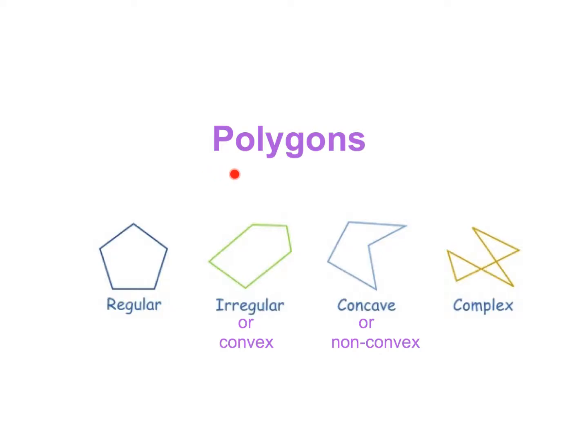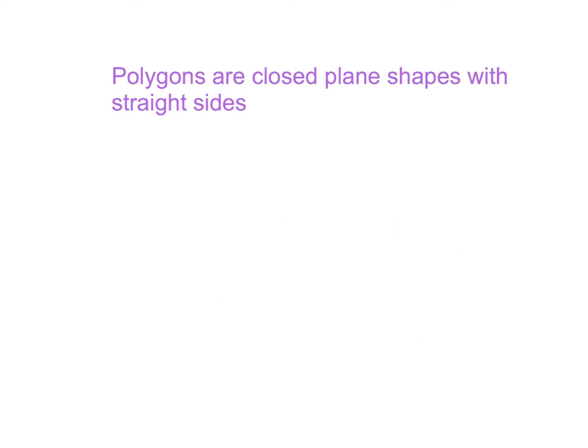Hi, in this video we're going to be looking at polygons, and we're going to be looking at regular polygons, irregular or convex polygons, concave or non-convex polygons, and also complex polygons. So what are polygons? Well, polygons are closed plane shapes with straight sides.